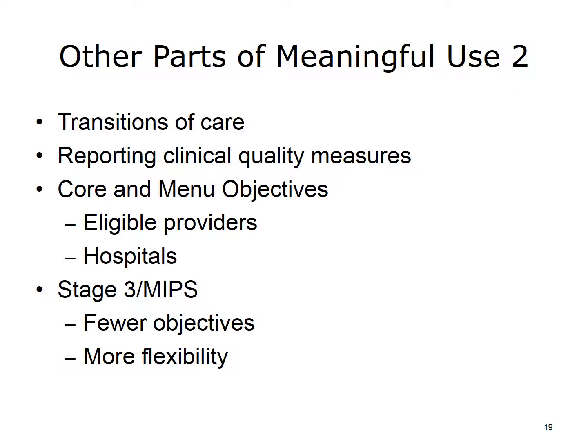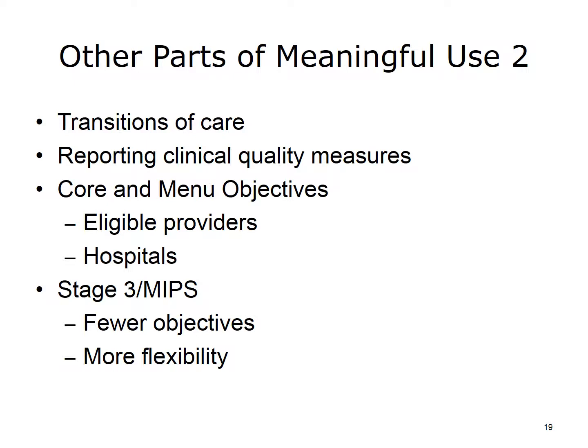Both Stage 1 and Stage 2 had what were called core and menu objectives. These core objectives were required for both hospitals and eligible providers. The hospital and eligible provider objectives were similar with only a few differences. In addition, there was a menu of activities or objectives where providers had some choice in what they selected to adopt.